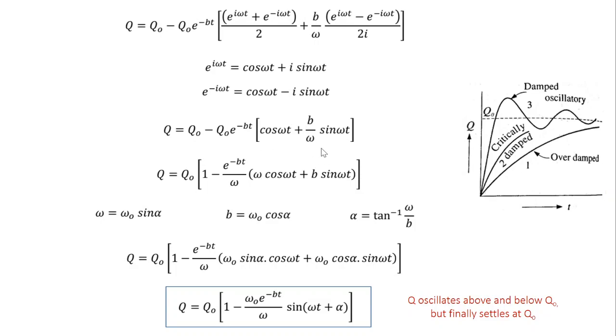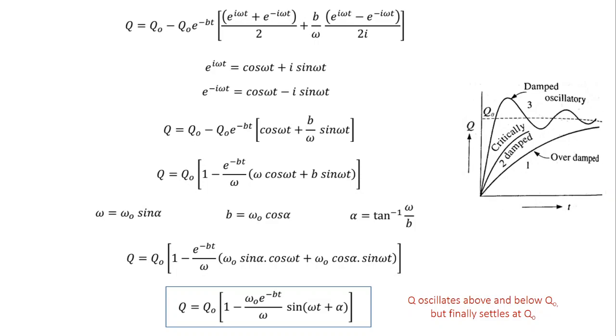Let's make some more rearrangements. So let's take q naught outside. This is a common term, and from this bracket I am going to take 1 by omega as the common term outside. The equation now becomes q equal to q naught into 1 minus e to the power minus bt by omega into omega cos omega t plus b sine omega t.